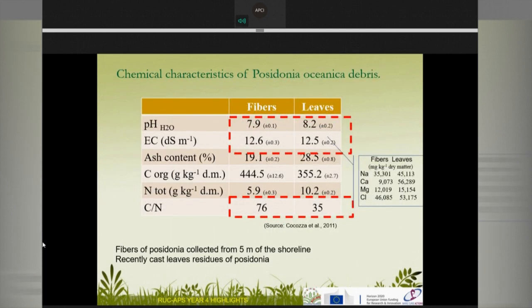Here I report some chemical characteristics of the raw material, both leaves and fibers. And as you can see, the residues are characterized by a high EC value due to the high content of salt, mainly sodium, calcium, and chlorine. But leaves also show higher total nitrogen content and lower carbon content than fibers, with a good carbon to total nitrogen ratio for composting.